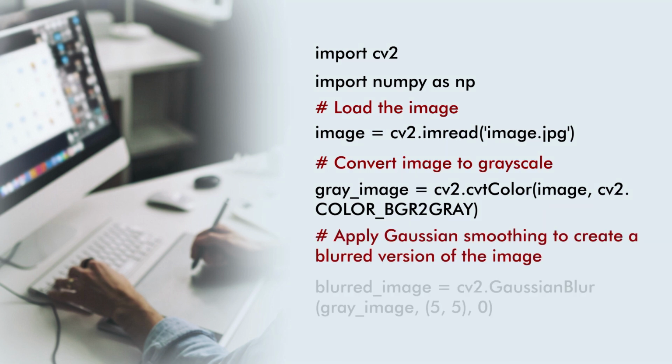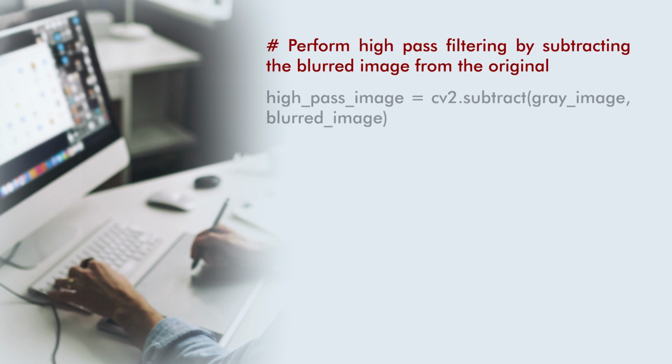Then apply Gaussian smoothing to create a blurred version of the image. Here we are creating the blurred image with the GaussianBlur function. In this function, we have to give the gray image and the kernel size value. After that, perform high pass filtering by subtracting the blurred image from the gray image, and we get the subtracted image.